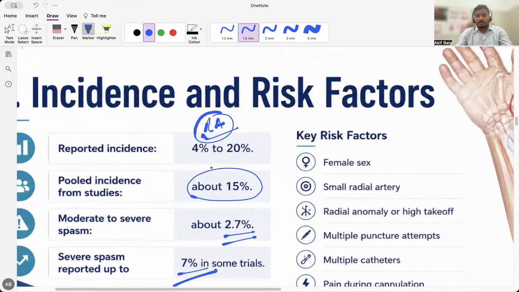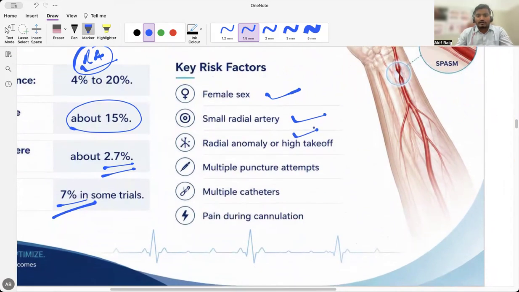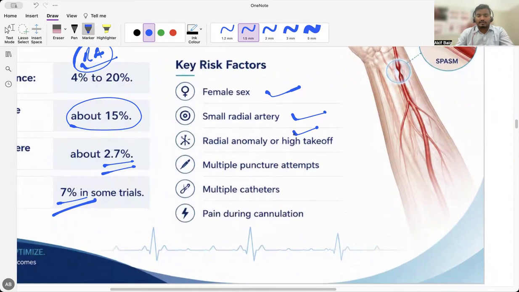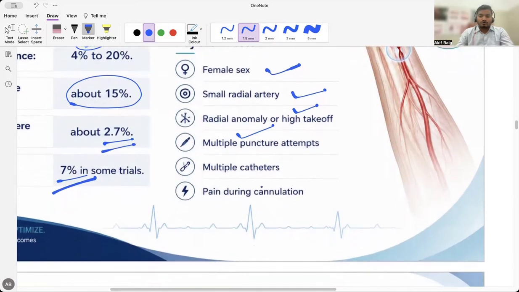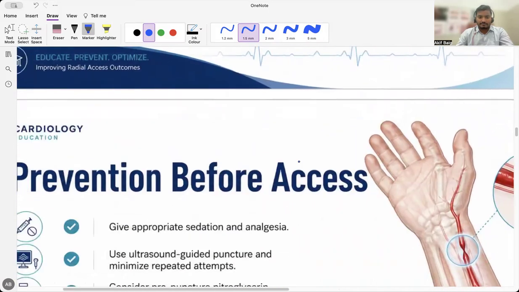So who are the patients at high risk of getting these spasms? First, it is commonly seen in female patients because they tend to be more anxious during the procedures. Second, whenever the artery is small. Few people may have a small radial artery and when you try to manipulate that, it can get severely spasmed. Also, if there is a high takeoff of the radial artery or if you are doing multiple punctures, with each puncture there will be pain induced and that pain can actually trigger the radial artery spasm. Using multiple catheters or any pain during cannulation can also lead to that.